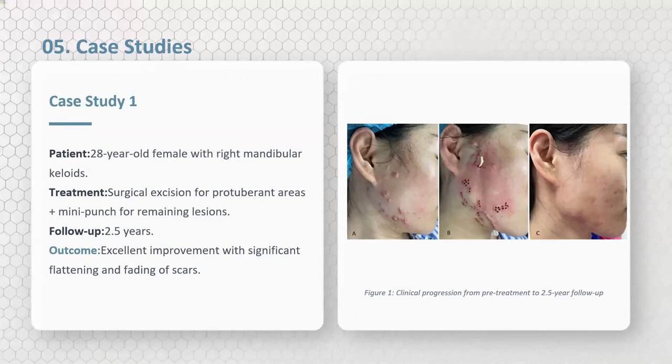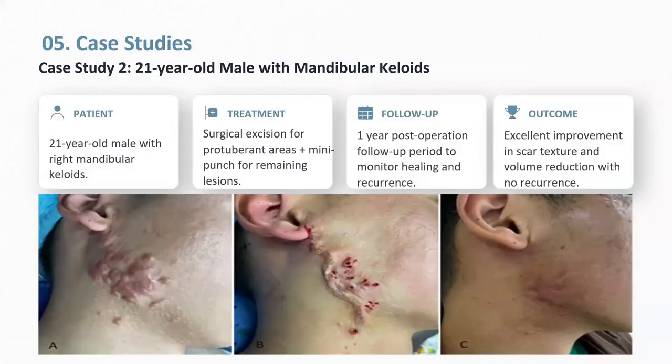Now, let's look at some case studies. This 28-year-old female had a keloid on her right mandible. We used a combination of excision and mini-punch. As you can see, 2.5 years later, the result is excellent, with significant flattening and fading of the scar. In case 2, this 21-year-old male also had a keloid on his mandible. Again, we used a combination of excision and mini-punch. After 1 year, the improvement is excellent.